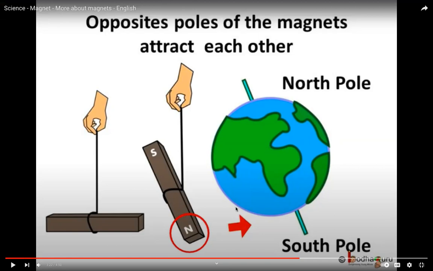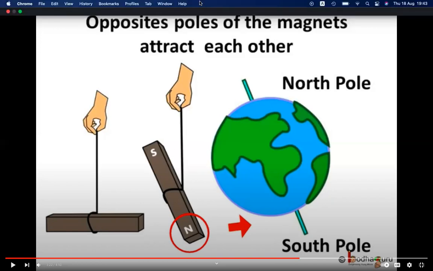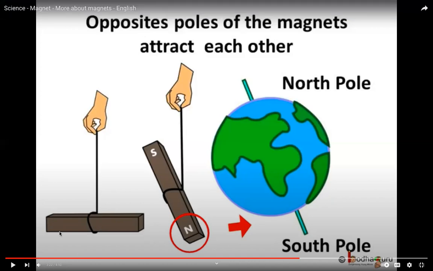So why does the North attract? Just think of Earth as a magnet. If you freely keep this magnet hanging using a thread, the North will attract to the South and the South will attract to the North. So that is the experiment. That is the expectation. But actually what will happen?